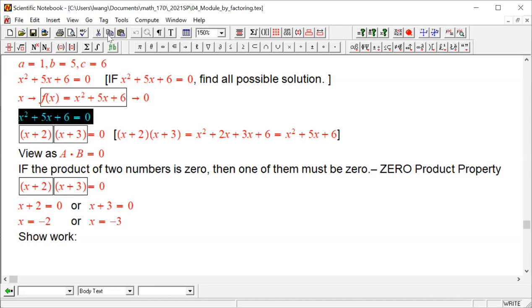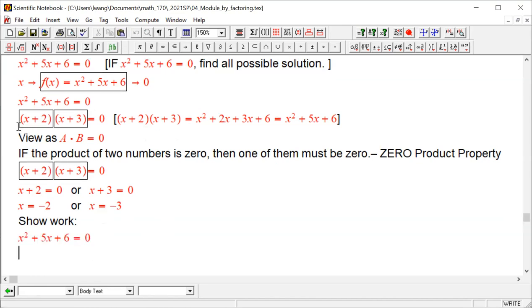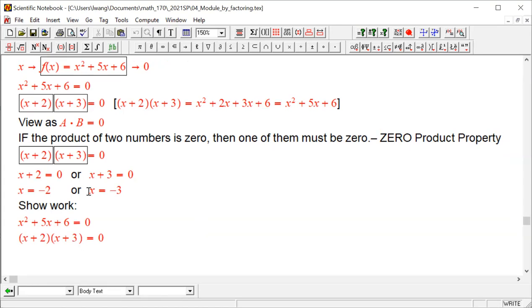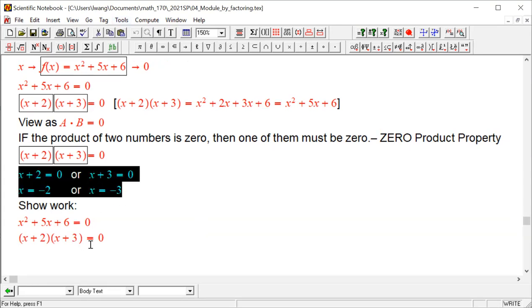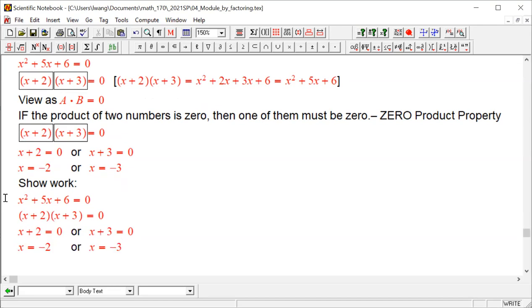If we are to show work, you should really just have a few steps to show. If this is true, then this is true. Okay, you can remove the box. Remove the box. And then you just insert these steps here. That's really all the work you need to show, just 4 lines.